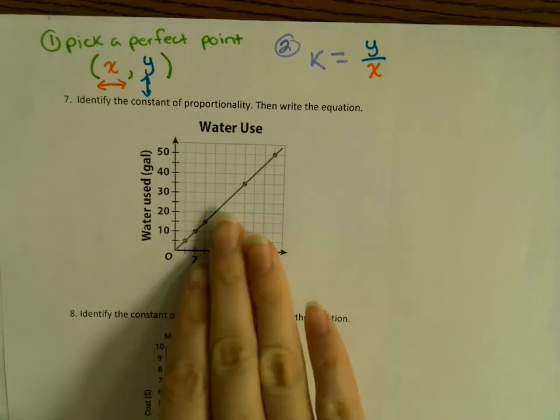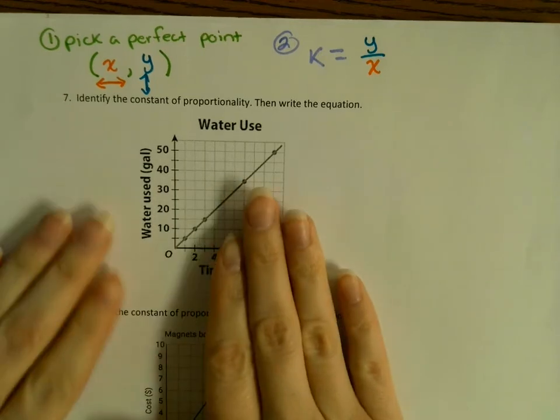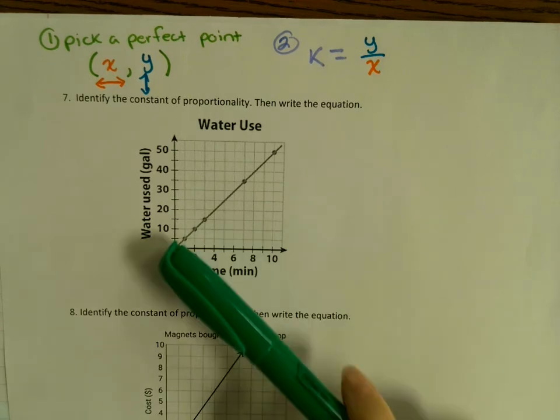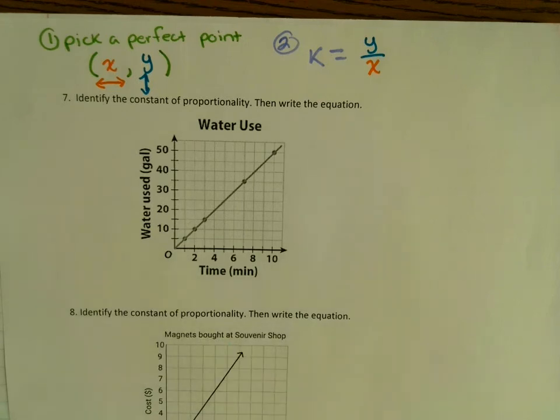In here, the first thing that we want to do is pick a point. We're going to pick a point on the grid. It does not matter which point I pick because this is a proportional relationship. How do I know again that this is a proportional relationship? Denim?